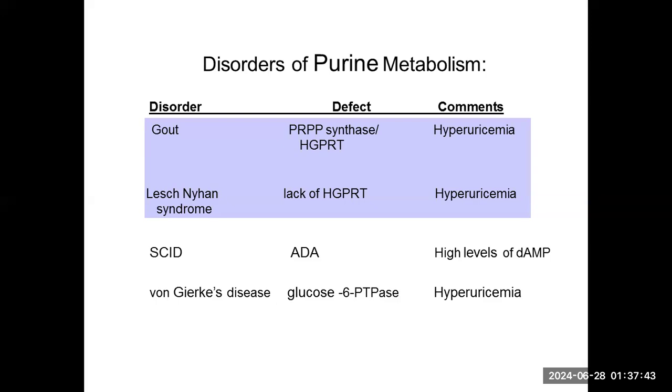Severe combined immune deficiency disease, SCID, is due to a defect in the adenosine deaminase enzyme, which leads to high levels of deoxy-AMP in the blood, and results in inhibition of nucleic acid, DNA, synthesis. Von Gierke disease, due to defect in glucose 6-phosphatase, results in hyperuricemia.